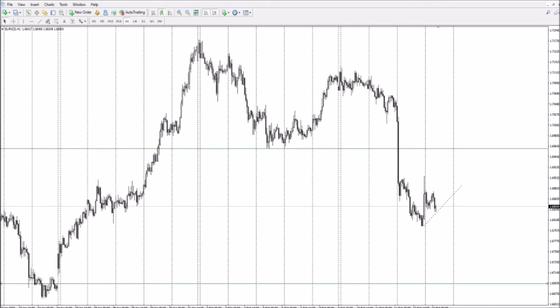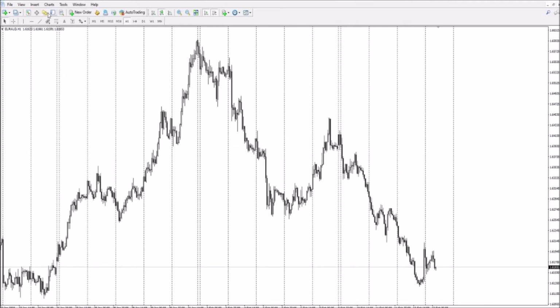Euro Aussie, sort of similar, didn't really do anything of note. If I can find you, euro Aussie, we were looking for a potential long around these levels here, and it just fell. So yeah, nothing to write home about.